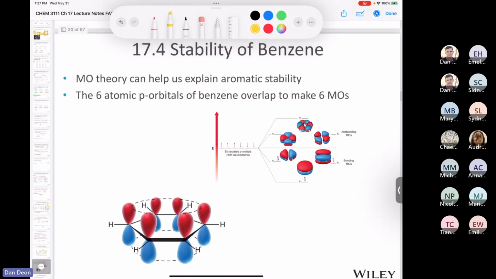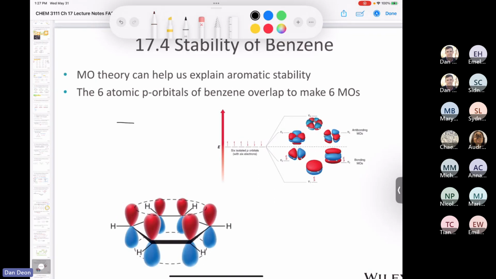Okay, so let's think about this. If we look at the aromatic ring, I'm going to redraw my benzene molecule here for us. I'm going to draw the circle. What the heck? I said I wouldn't, but I'll do it. We know that we have 6 carbons in the ring. Each one of those has an unhybridized p orbital on it, doesn't it, right?